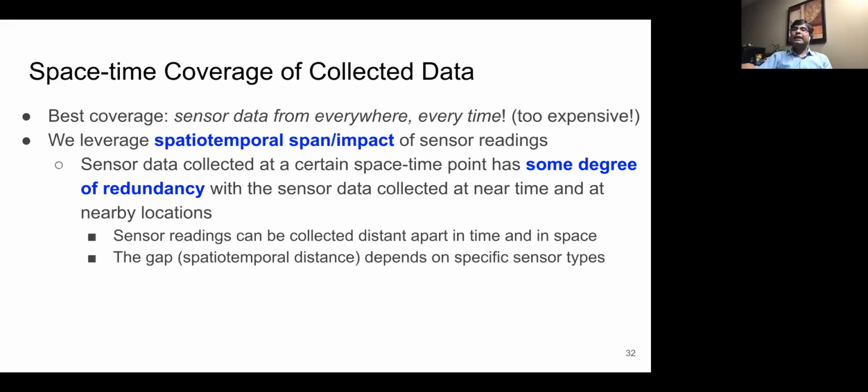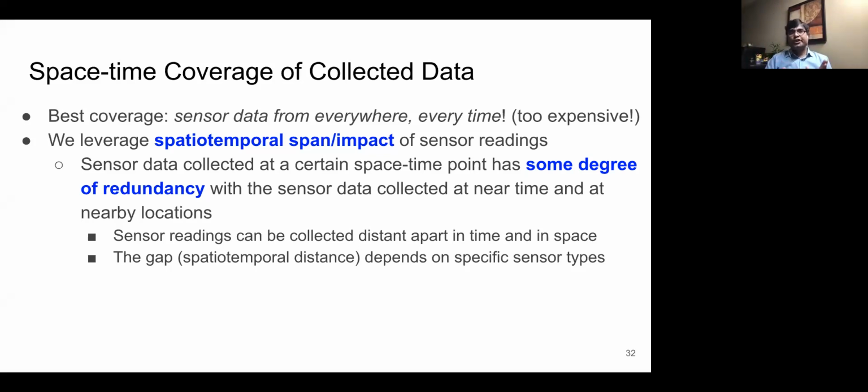So that means the data collected from a certain time and space point, a space-time point, has some degree of redundancy when the same data is collected from nearby time and nearby space, right? So we can think about everything as not belonging to just a point. Instead, it has a span, and if anything overlaps with that span, that means that content is redundant, so we don't need to collect it. So sensor readings can be collected distant apart in time and also in space. So we need to separate them out, right? Even though we want to cover the entire space, we don't need to put a sensor at every point in the space. We can split them. We can separate them in space and also in time. So that's the key idea here.